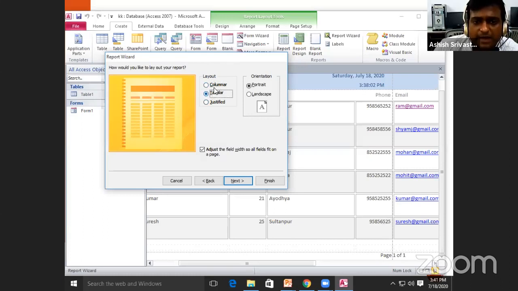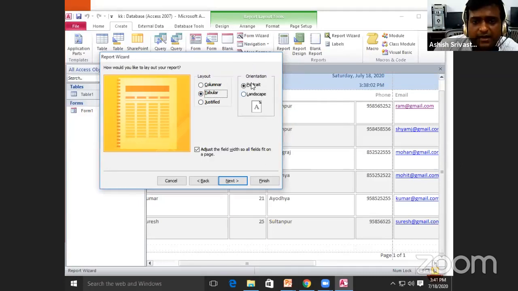So मैं यहाँ पर tabular लेता हूँ और after that यहाँ पर orientation के बारे में पूछा जा रहा है। We know very well there are 2 types of orientation related to page. First is portrait and second is landscape. So portrait is vertical and landscape is horizontal.